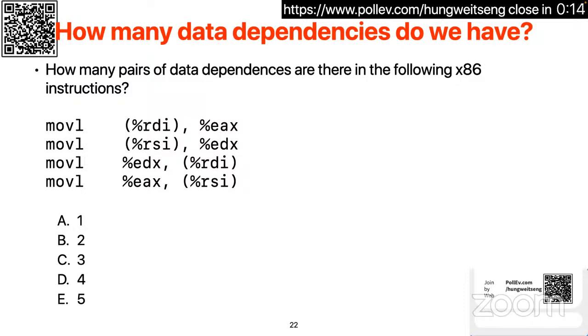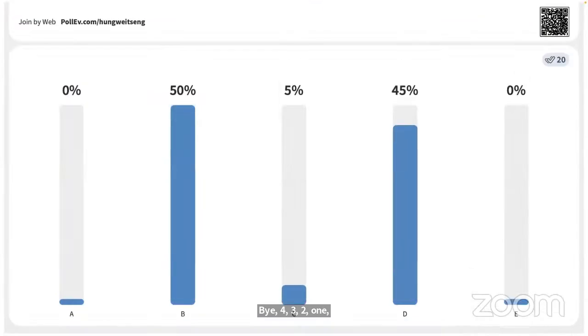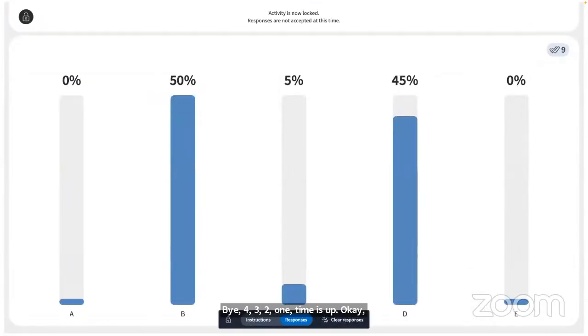All right, let's wrap up in 15 seconds. 5, 4, 3, 2, 1. Time is up. Okay, so after discussion, see, that's the power of peer instruction.